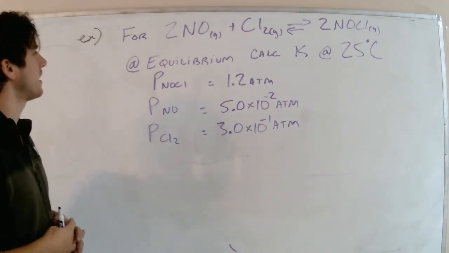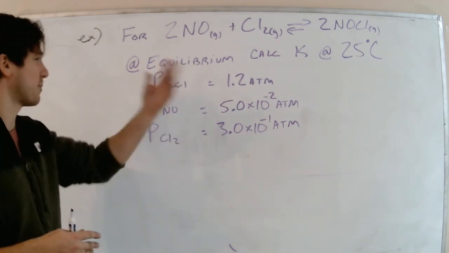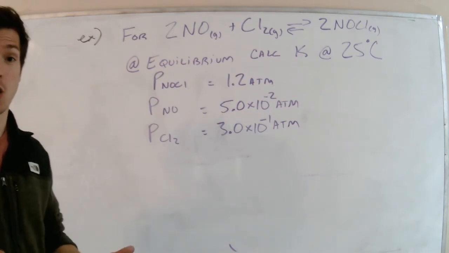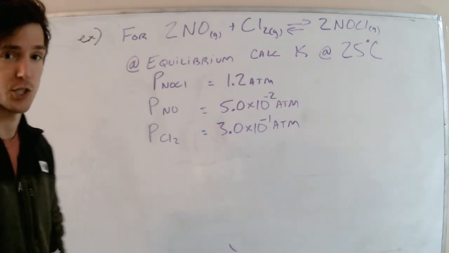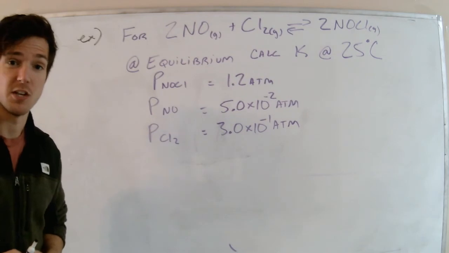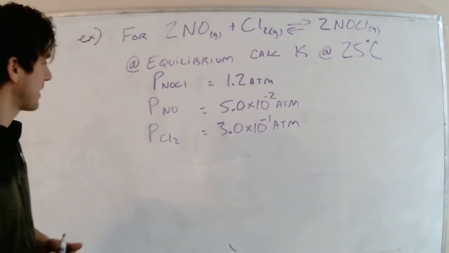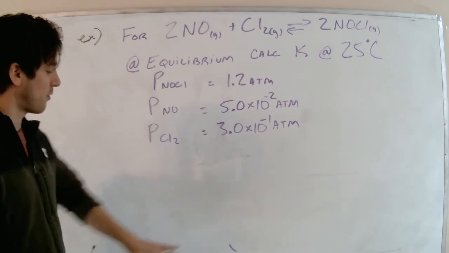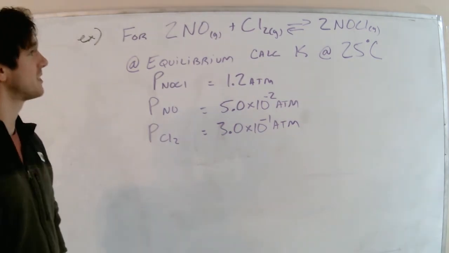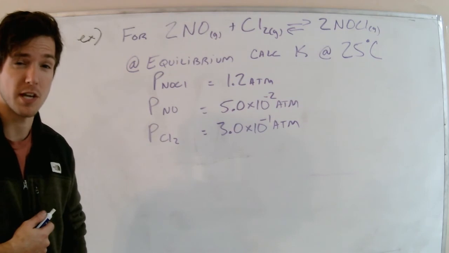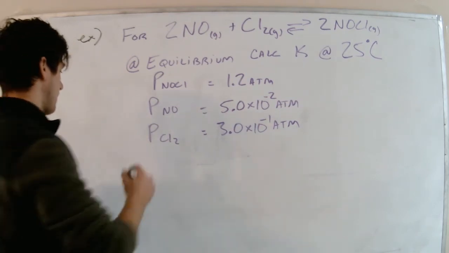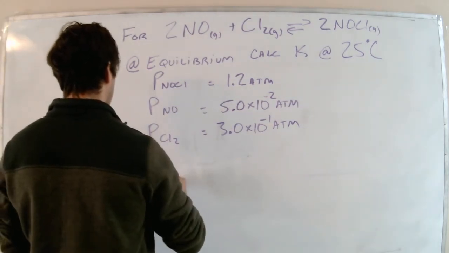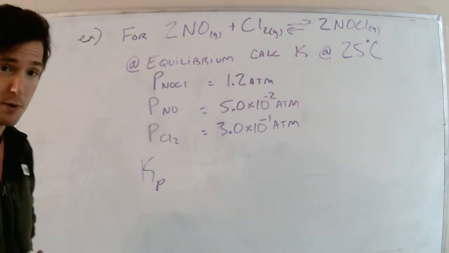So once again, I want K. I just put at 25 degrees Celsius. It's good to know that it's at a constant temperature. And it's at equilibrium. That's good to know too, because later on we'll be doing some calculations where it's not at equilibrium. And now let's go ahead and solve for K. Well, once again, I need an equilibrium expression to help me out here. So I'm going to do K, and this time I'm just going to put Kp because I'm dealing with pressure.